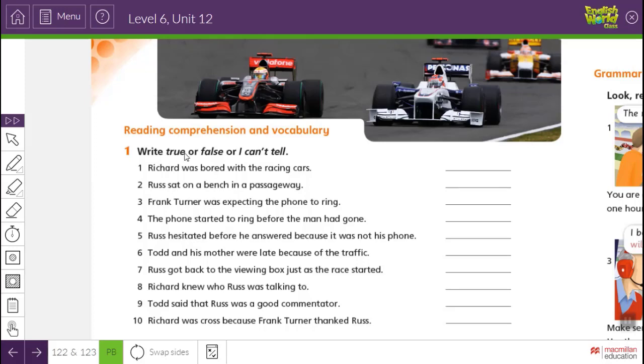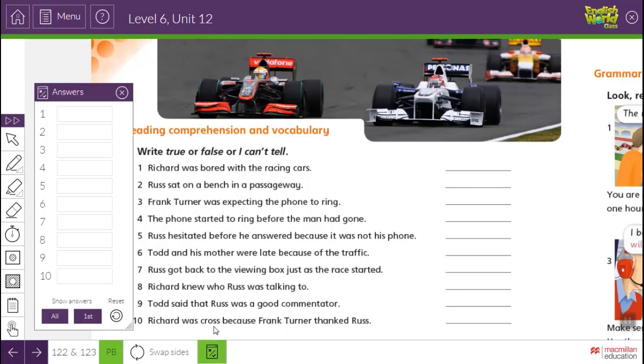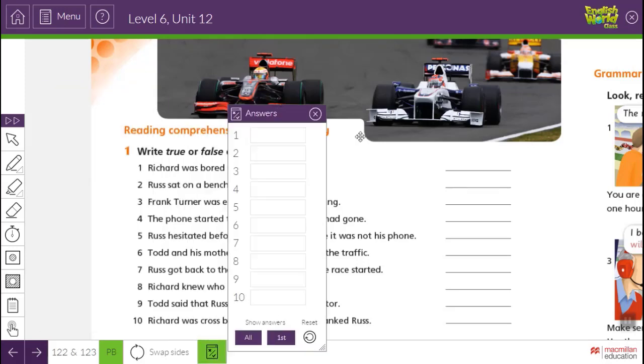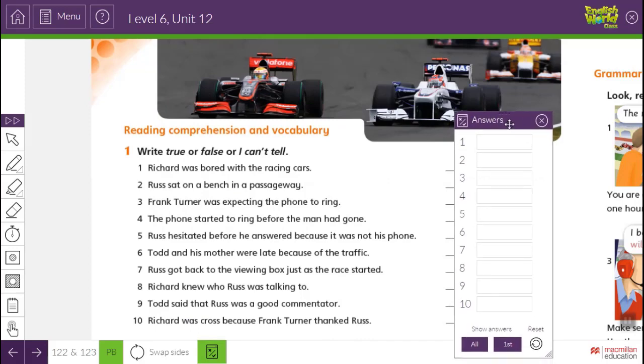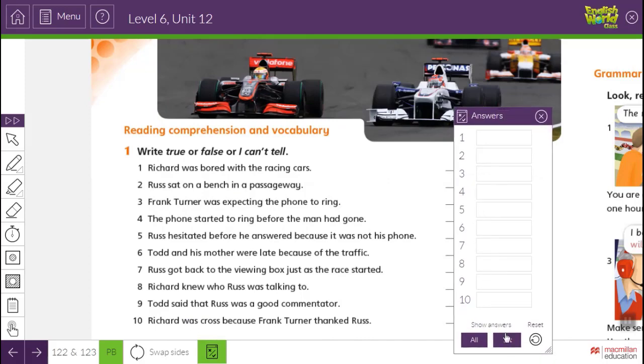If the sentence is true, so you write true. If it is false, you write false. If you can't tell, you write I can't tell. Number 1. Richard was bored with the racing cars. And the answer is false.